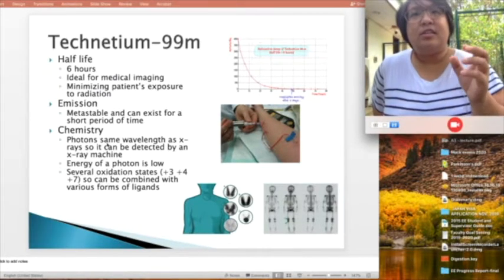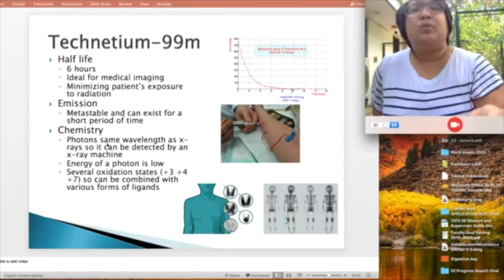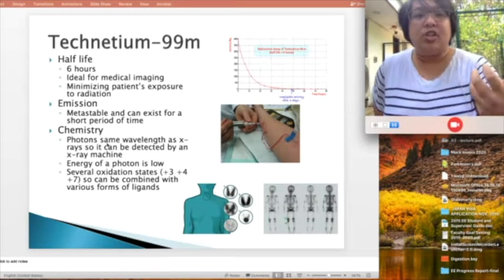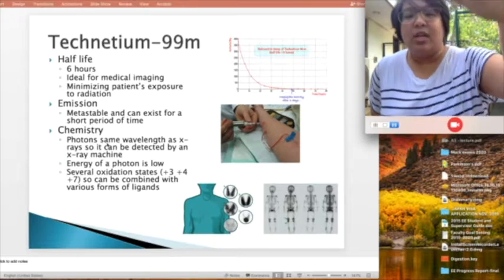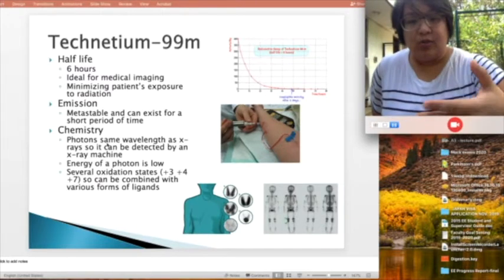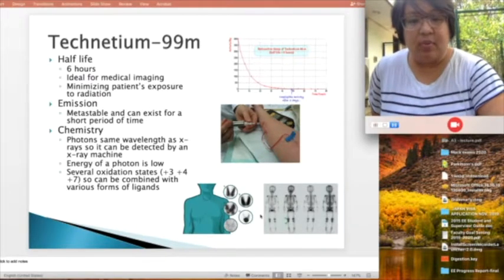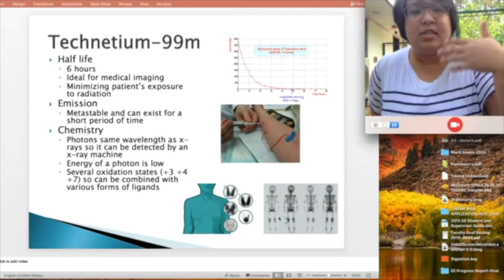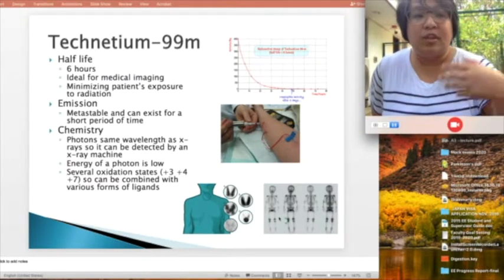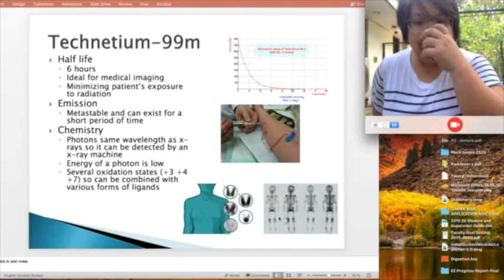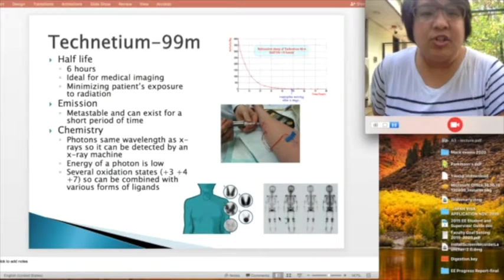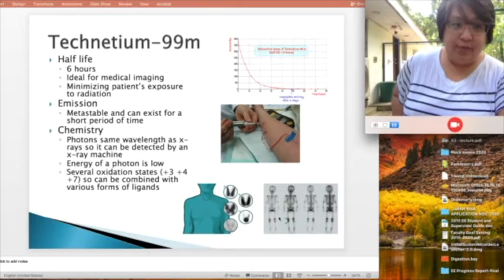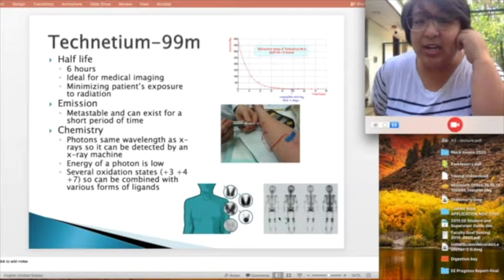Okay, the wavelength is similar to X-rays. So when we ingest it or inject it, we just use an X-ray machine to follow it. These are examples of pictures from an X-ray machine following where it is as it emits its energy, a photon, very similar to X-ray.